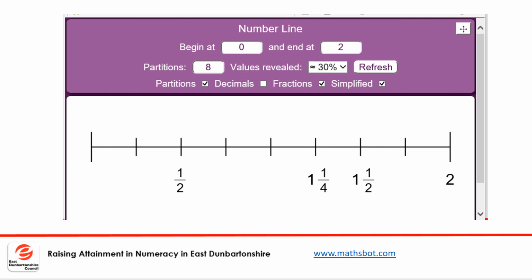And again, you decide you want to partition the numbers. That means into your mixed numbers. You can have decimals going on, you can have fractions going on as well. Do you want it simplified or not? So it's really, really useful. I can't tell you how much I love this as a teaching resource.